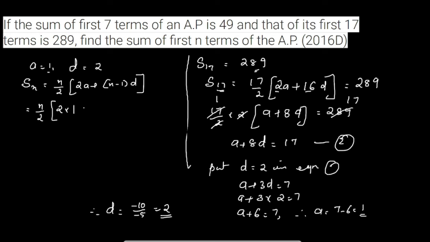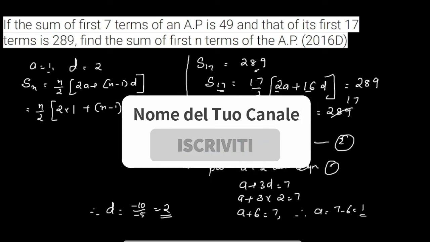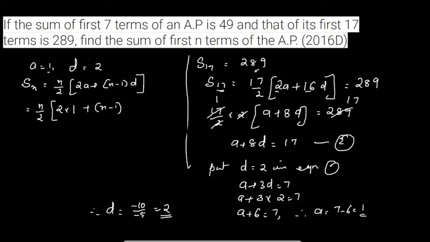So 2 into 1 plus n minus 1. As it is you write n minus 1 because Sn, sum of first n terms we have to find out. So n as it is we have to write, right? Now d is equal to 2, so multiplied with the 2. That is equal to n by 2 into 2 ones are 2, 2 plus n into 2 is 2n, right? n is multiplied with the 2, 2n minus, now 1 is multiplied with the 2, that is 1 2s are 2, right?